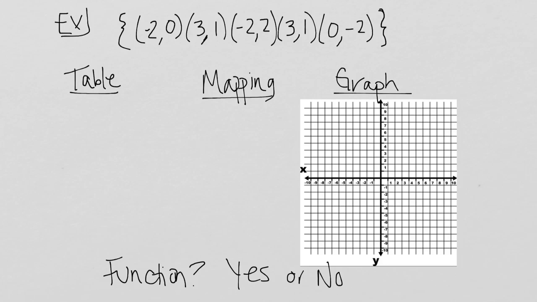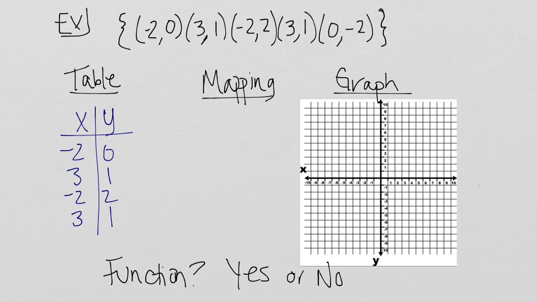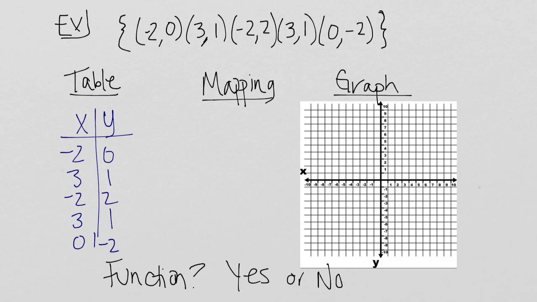Alright, another one, just to make sure we're on the right track before I give you your practice. We have -2, 0, 3, 1, -2, 2, 3, 1, 0, -2. So hopefully you're seeing there's a few things that are repeating here already. So let's just pause for a moment and talk about function versus non-function based on just the set of ordered pairs we have in the table.